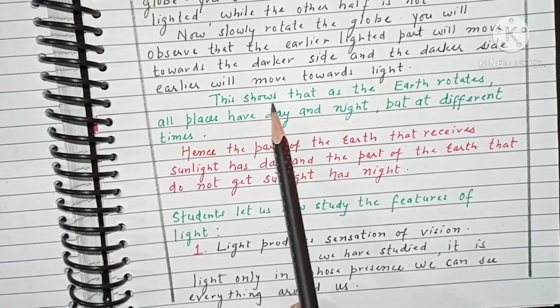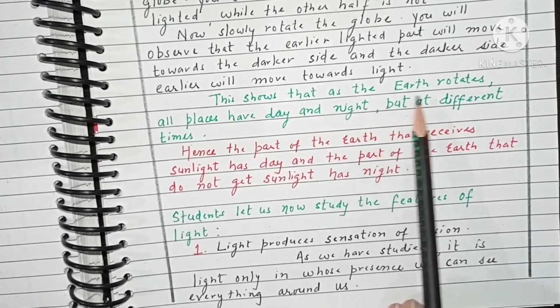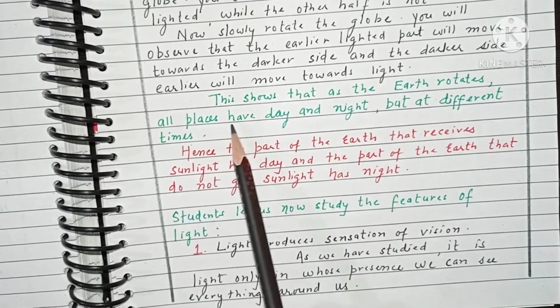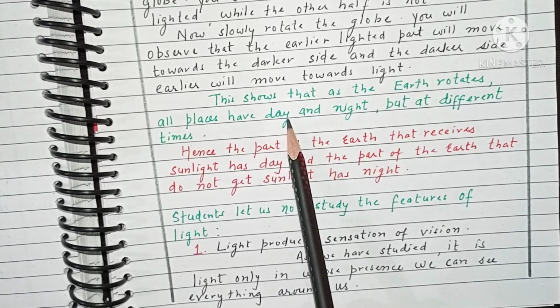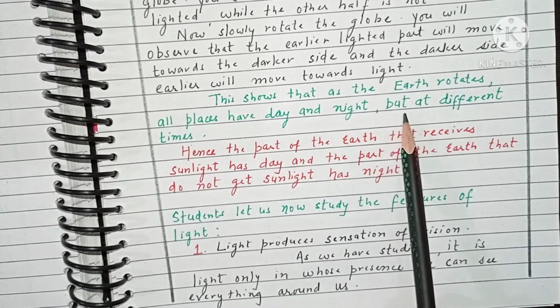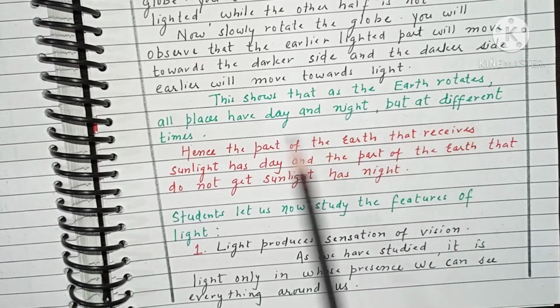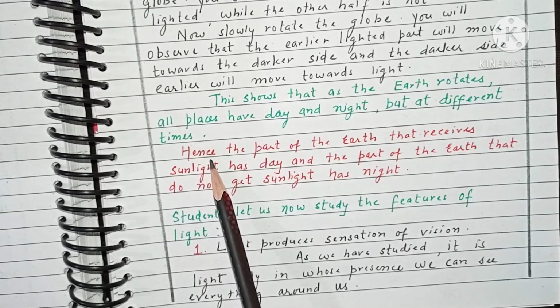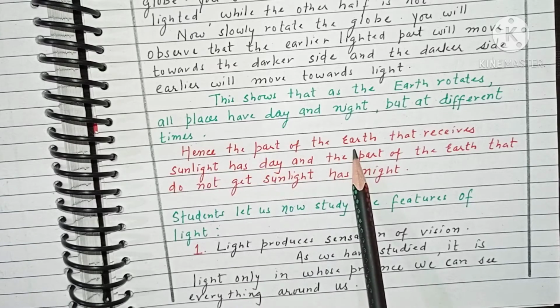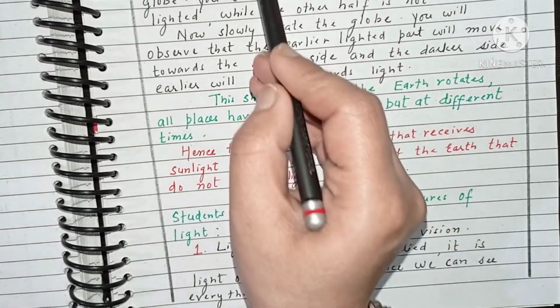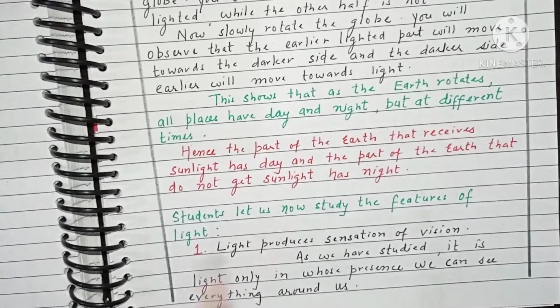So this shows that as the earth rotates, all places have day and night, but at different times. Hence, the part of the earth that receives sunlight has day, and the part of the earth that does not get sunlight has night.